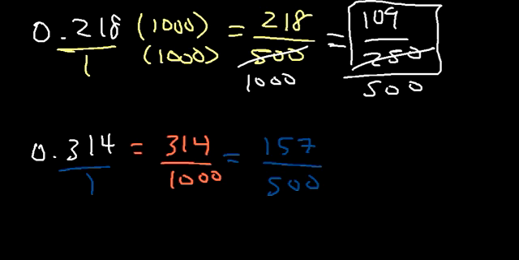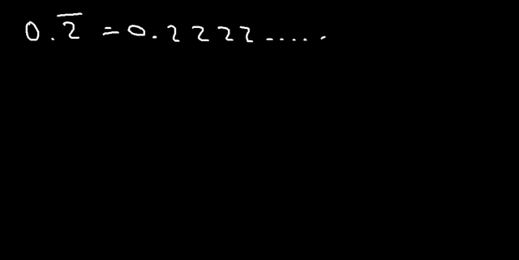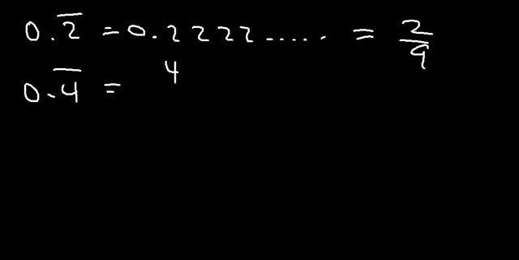But now sometimes you may get a decimal that repeats itself. So what do you do in a situation like that? Let's say you have 0.2 repeating, and this is like 0.22222 and goes forever. You just got to commit this to memory. This is 2 over 9. 0.4 repeating is 4 over 9. 0.3 repeating is 3 over 9, but that reduces to 1/3.